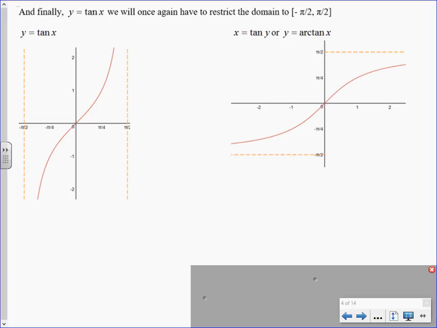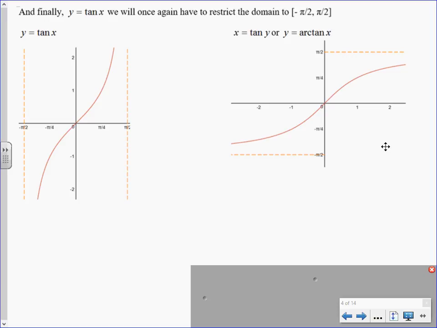So we had a range of all real numbers for tangent. Now for inverse tangent, our domain is all real numbers. Whatever the range is in the original becomes the domain for the inverse. And since we restricted our domain to negative pi over 2 to pi over 2, oh no.